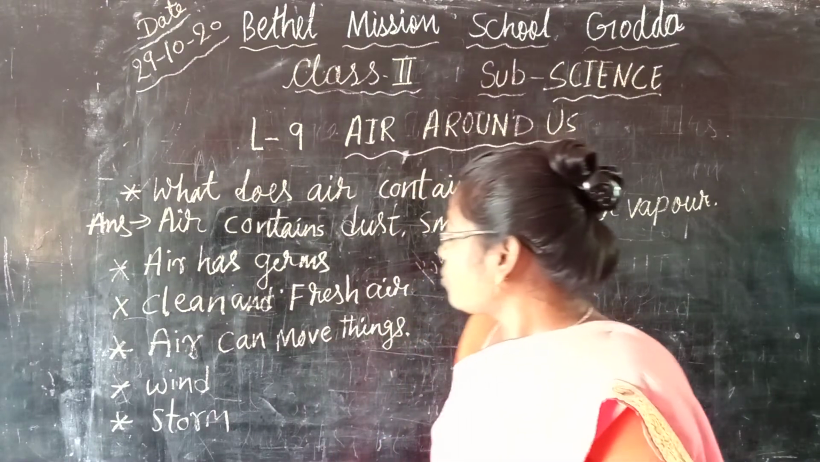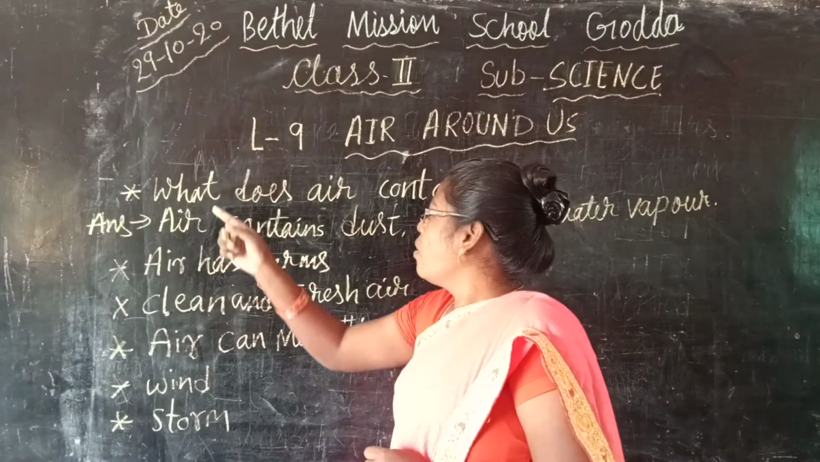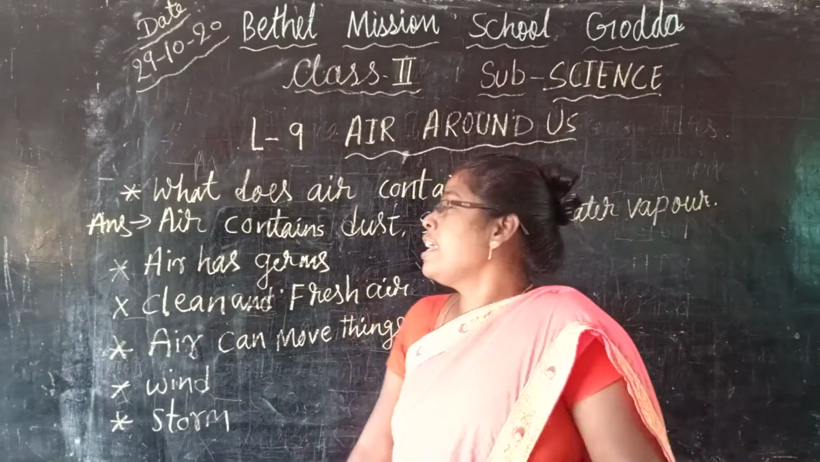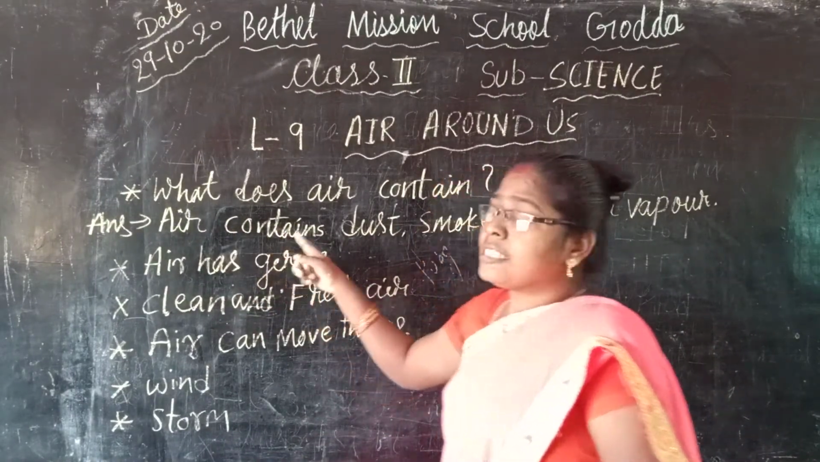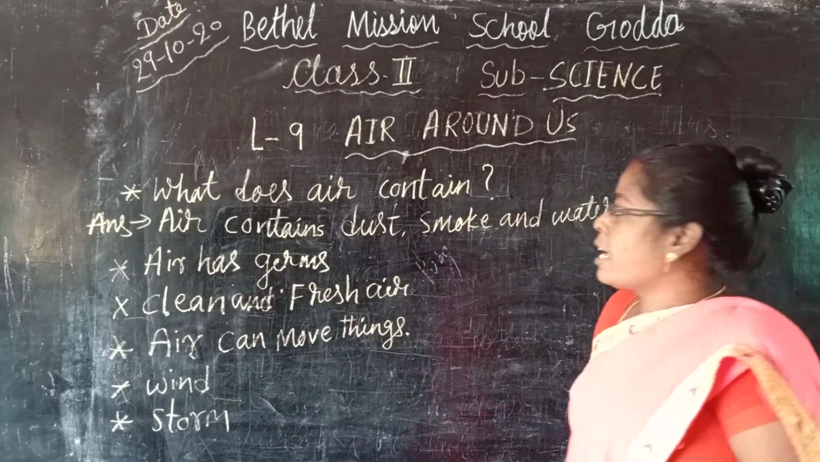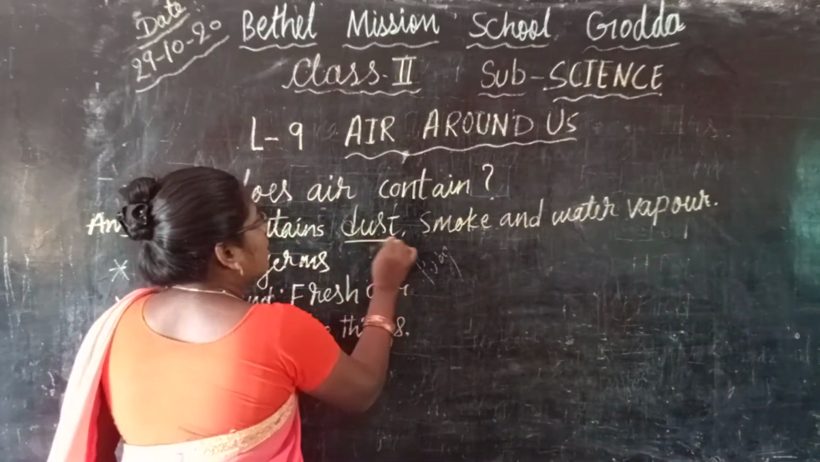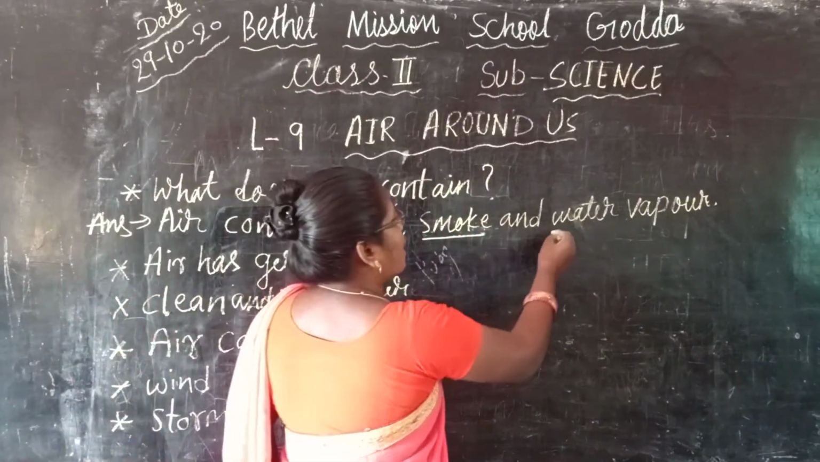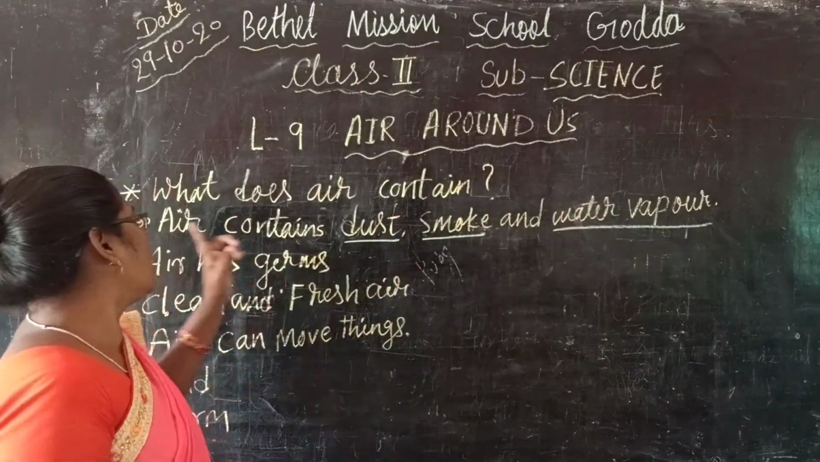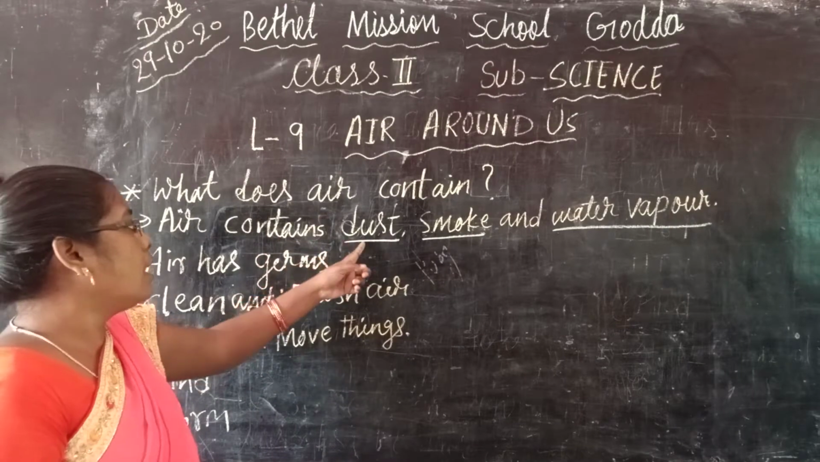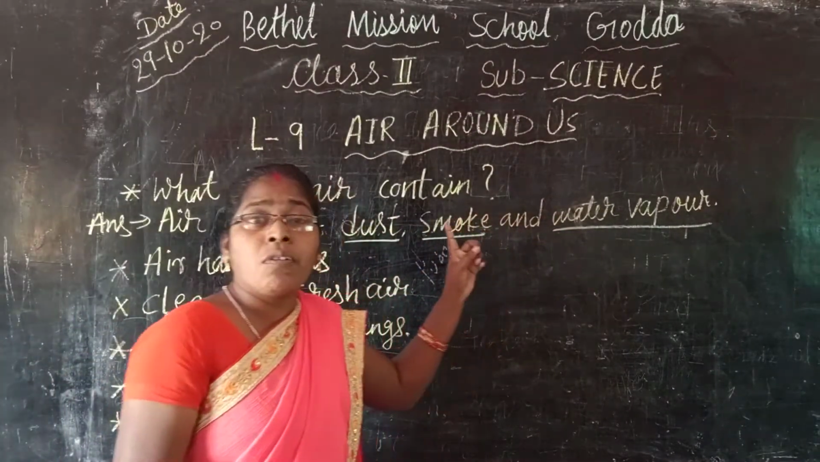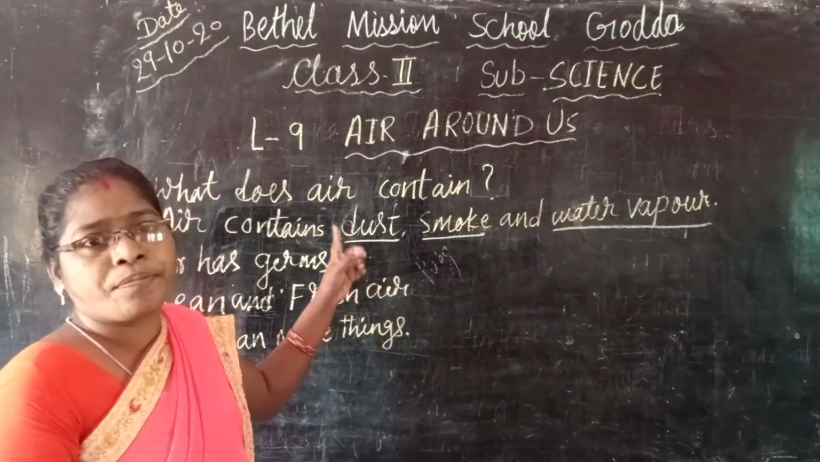So children, now we will see what air contains. Air contains dust, smoke and water vapor. So children, once again repeat after me. Air contains dust, smoke and water vapor. So now we will see about the dust.